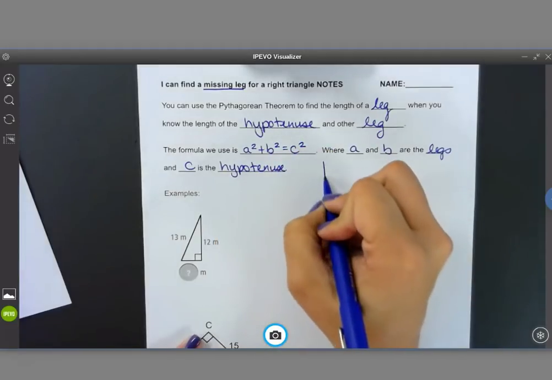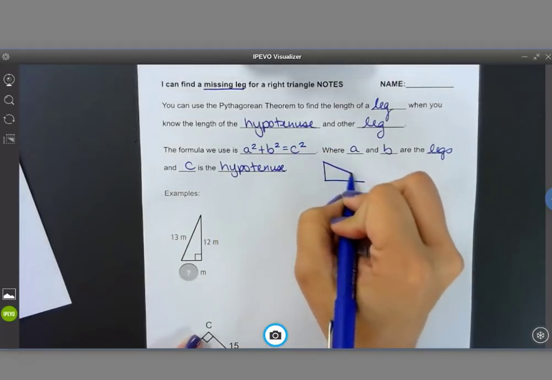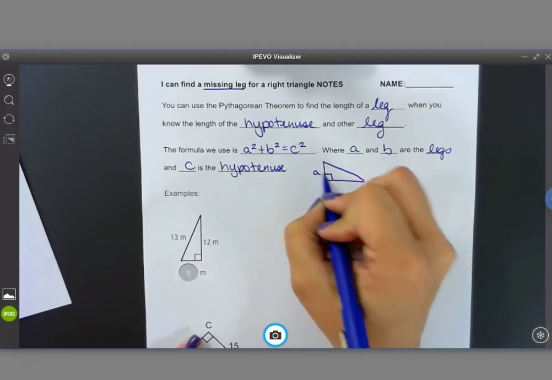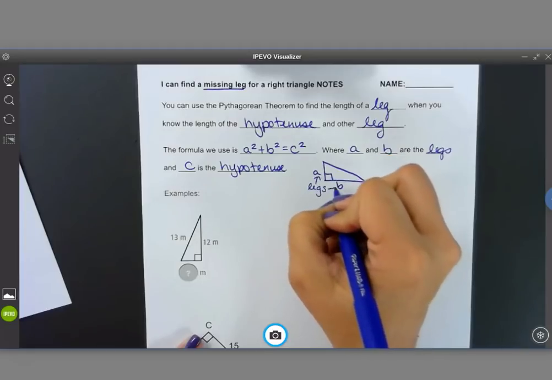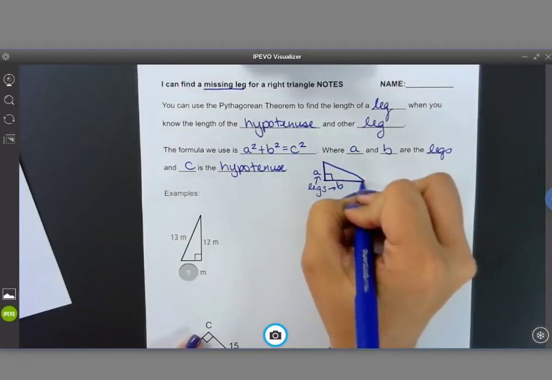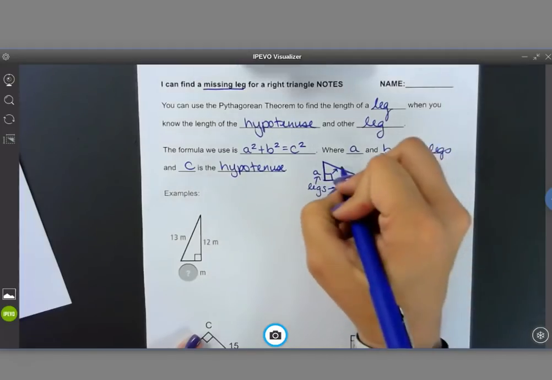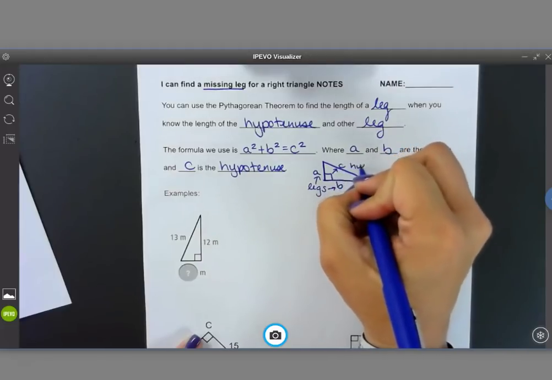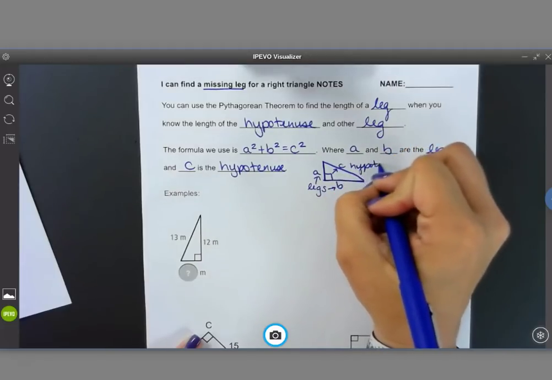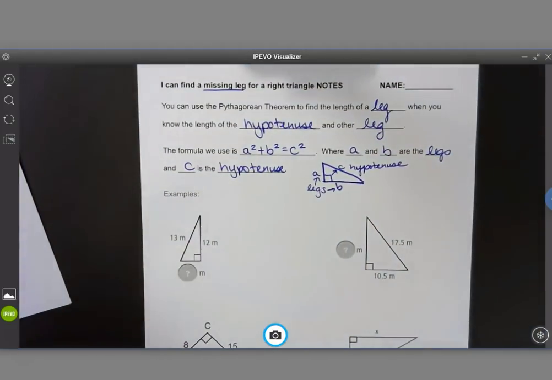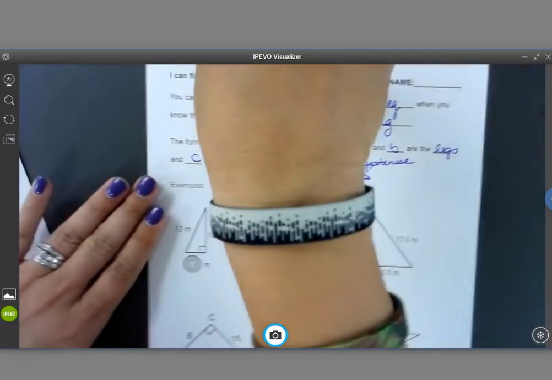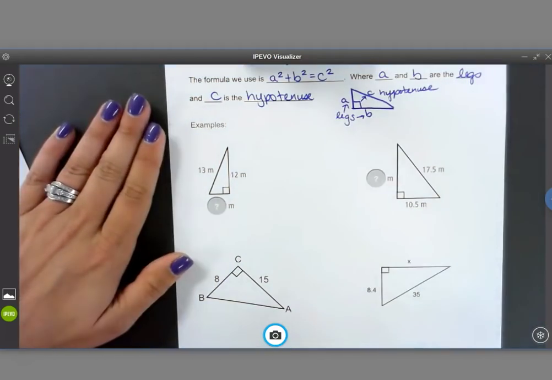Just a quick reminder, A and B are the legs, and they form the 90-degree angle. The side C is always your longest side length, and it's called the hypotenuse. So let's look at a few examples.